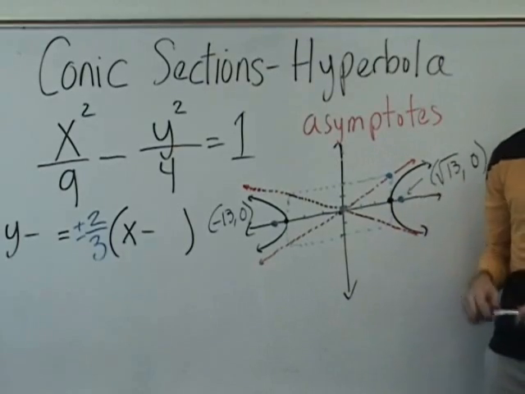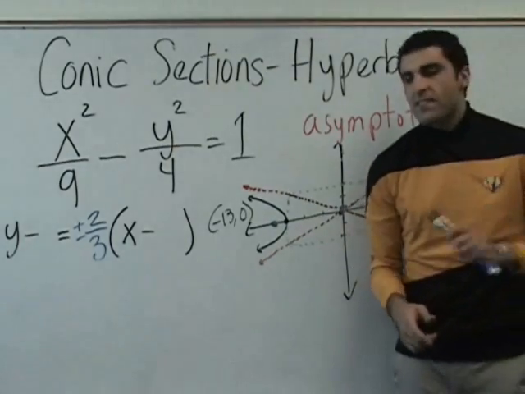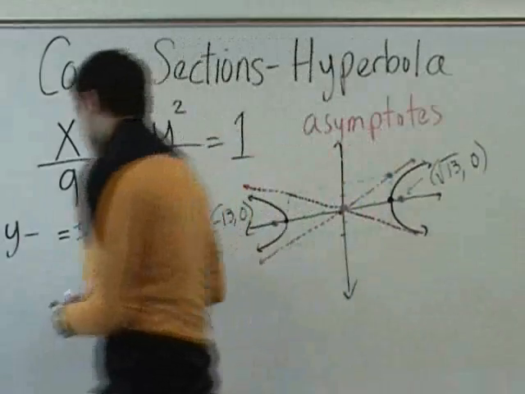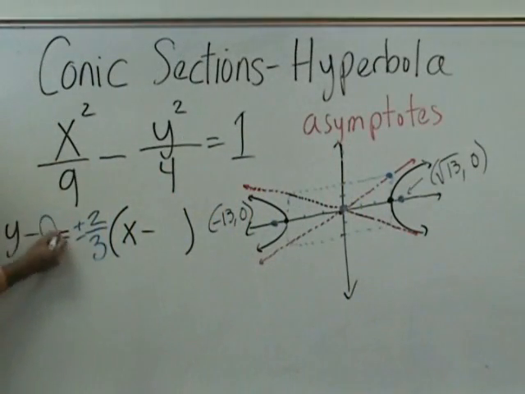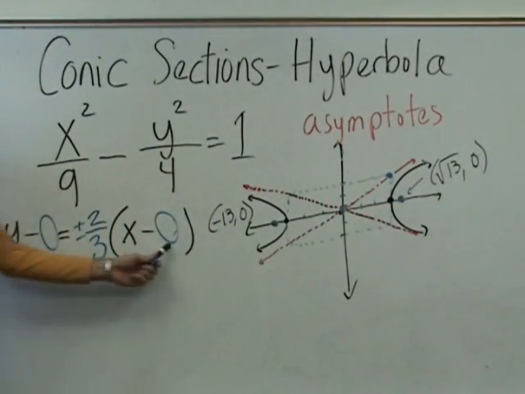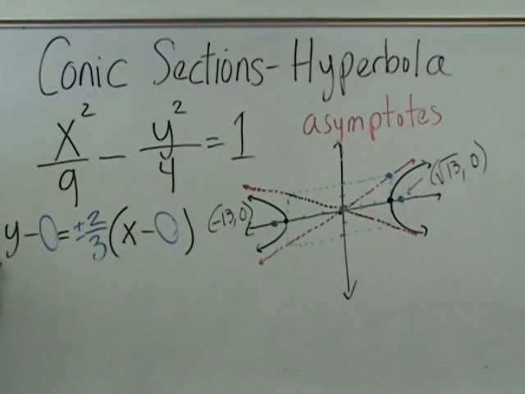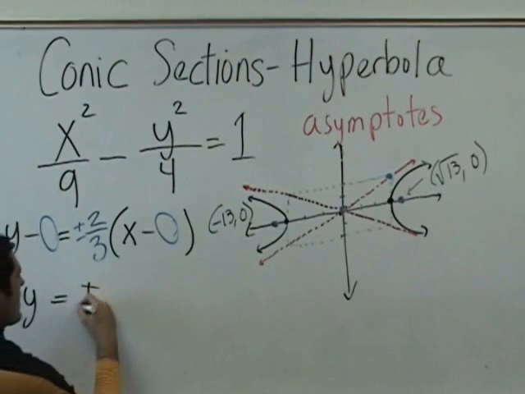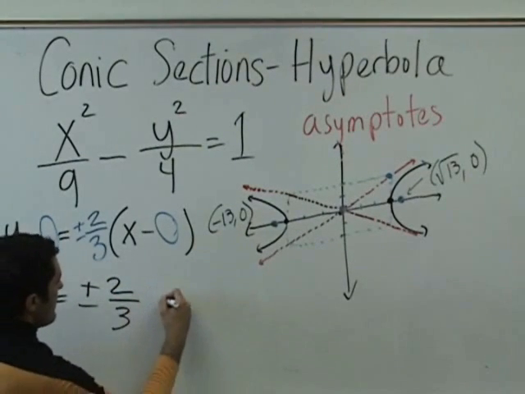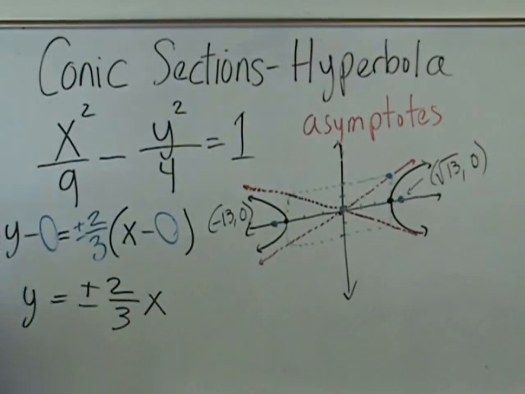What's the only point that's on both lines? 0, 0. So it has to be on both lines. So it's always going to be on the center, the vertex here. You put the vertex right here. So these two lines are the equations of the asymptotes. Let's clean it up. In this case, it'll be y equals plus or minus 2 over 3x. These are the two equations of the asymptotes.